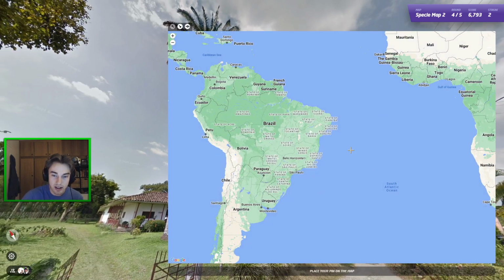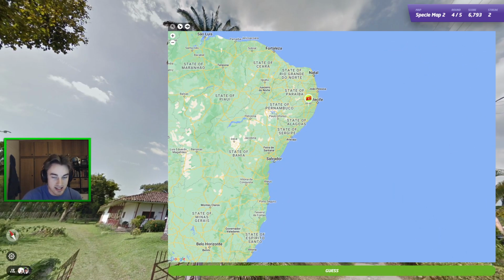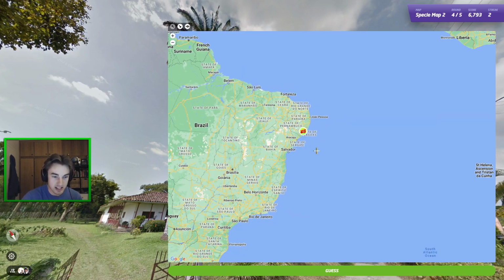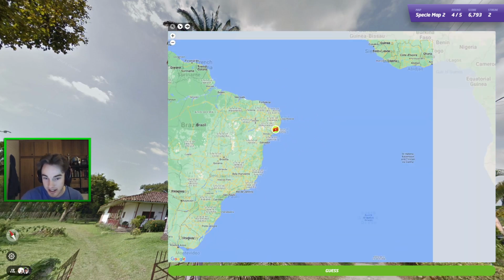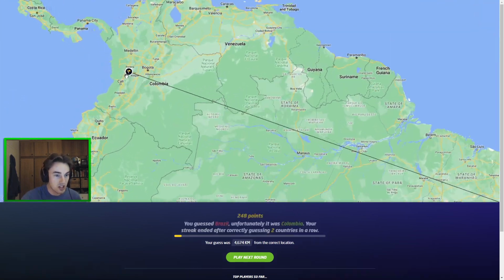You get really tall palms in the northeast, so I guess I could guess there, but that's pretty much all I have here. So I'll just guess there, but really not sure where this would be. Okay, this is actually in Colombia.